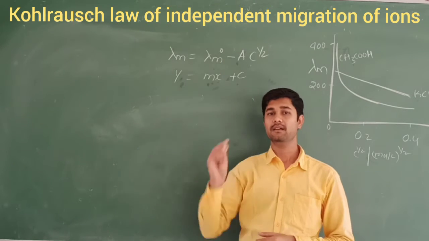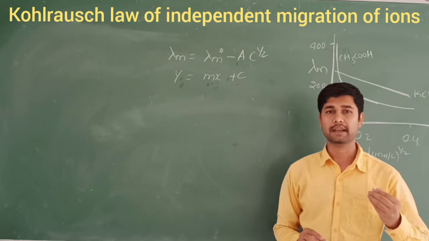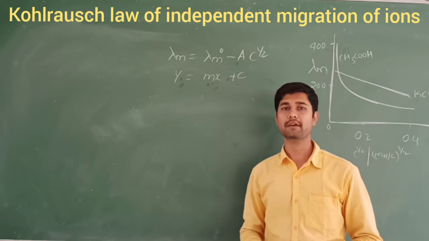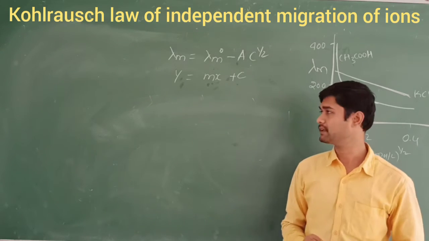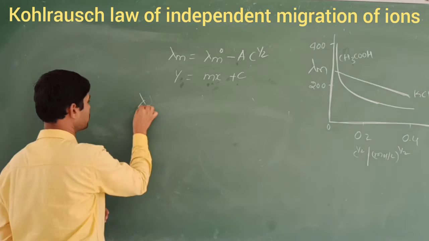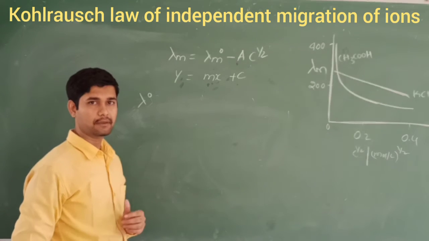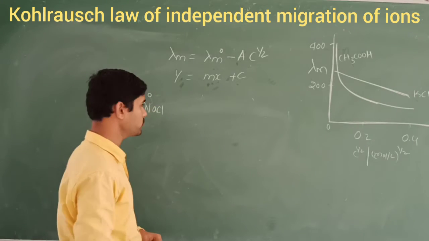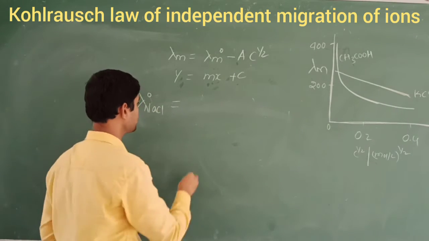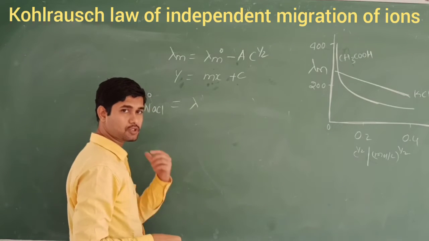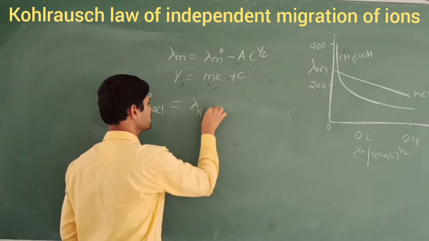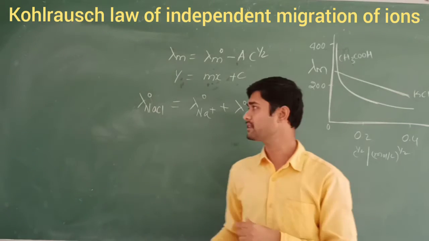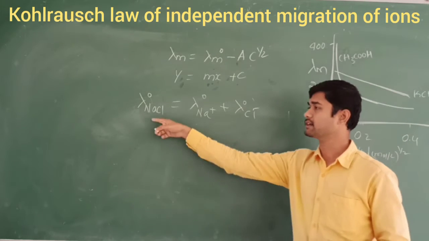According to this law, the limiting molar conductivity of an electrolyte can be represented by the sum of the individual contributions of the cations and anions in the molar conductivity. So this is lambda m naught, the limiting molar conductivity, right? Now I am going to take one electrolyte, NaCl. According to Kohlrausch's law, the sum of the individual contributions of the cations and anions gives the limiting molar conductivity for an electrolyte.